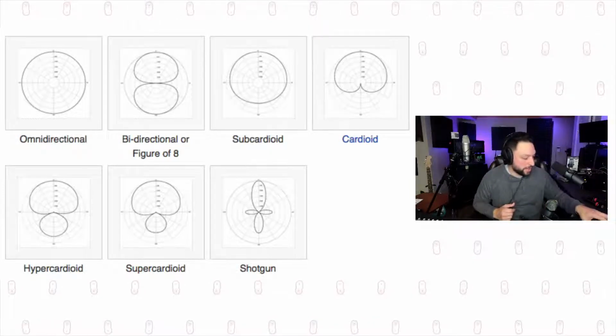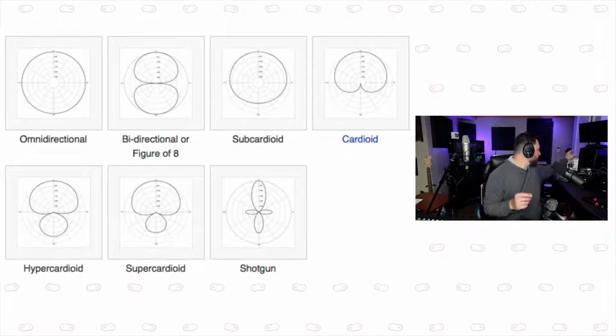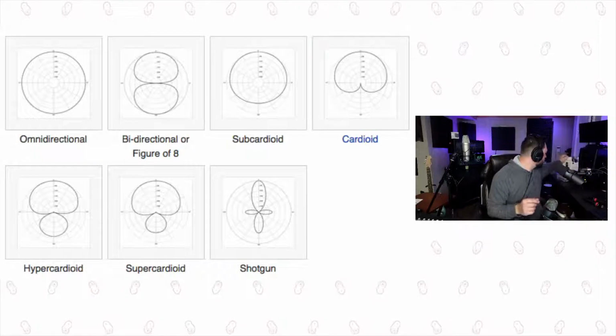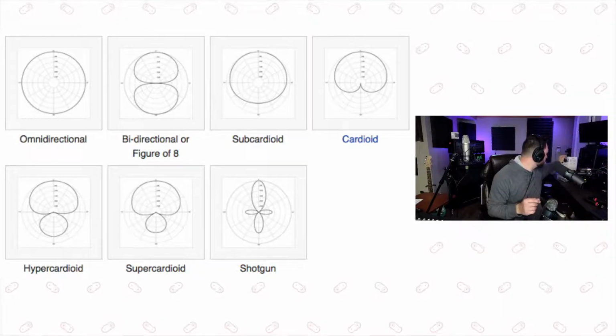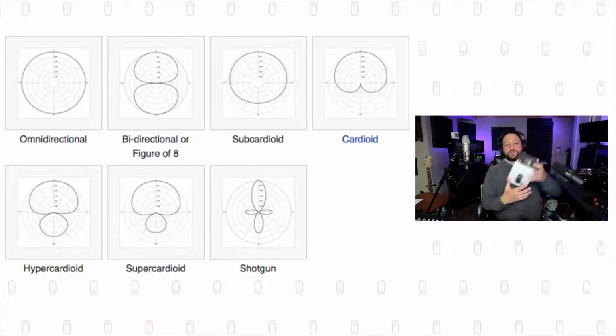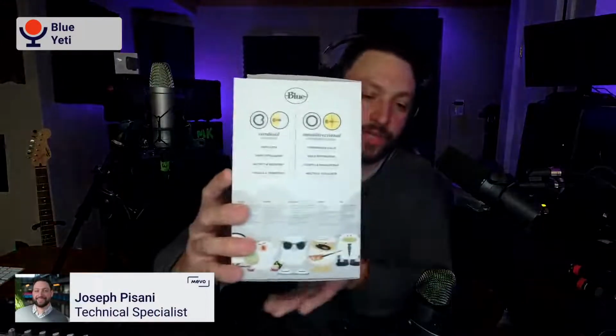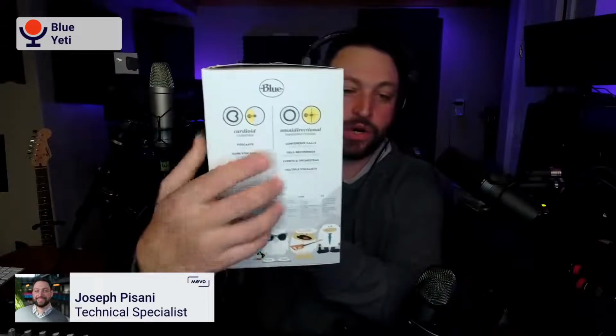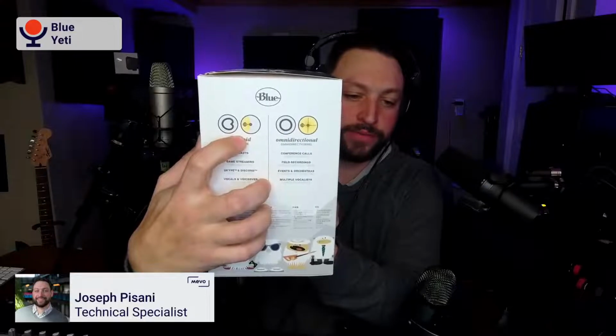So if you look on the Blue Yeti Nano, let's see if I can actually have it right here. There you go. If you have something like this, the Blue Yeti Nano, just because I don't feel like touching it, it actually offers you an omnidirectional pattern or a cardioid pattern, right? So you have that option. Not every mic has that, but the Blues do a great job of providing that.